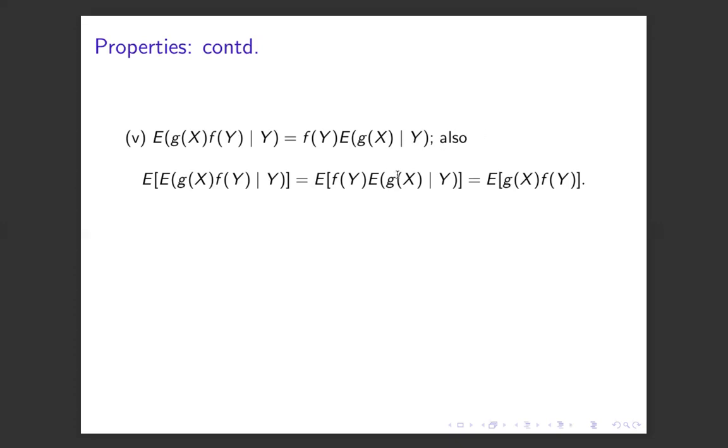I mean, to see this, I will add one more property in the notes. I should have done it earlier, but now that I realize it is better to do that, I will do it. If g is non-negative, then the conditional expectation of g(X) given Y is also going to be non-negative. So it preserves positivity.